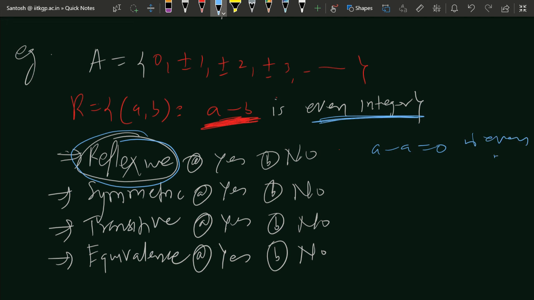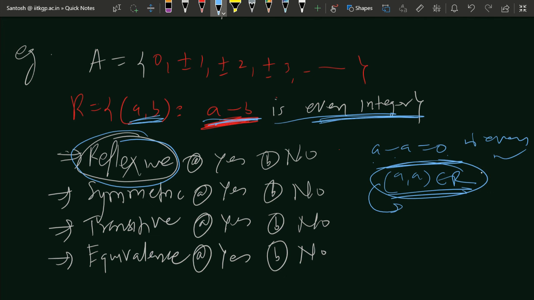So yes, 0 is an even integer, and that's why, if A minus B is an even number, we call A related to B. So A minus A is 0, that's why (A, A) belongs to R, and that means R is reflexive. That is the definition. Or by example, you can also do 0 minus 0 is 0, 1 minus 1 is 0, 2 minus 2 is 0, 3 minus 3 is 0, minus 1 minus minus 1 is 0. So all are even. So here A minus A is 0, 0 is even, and that's why this is a reflexive relation.